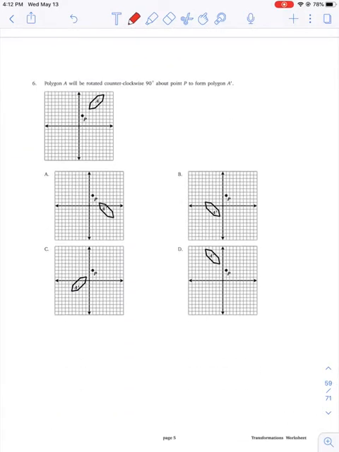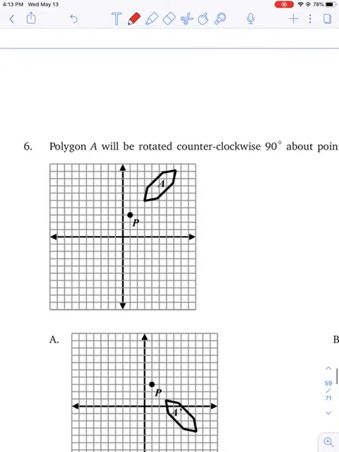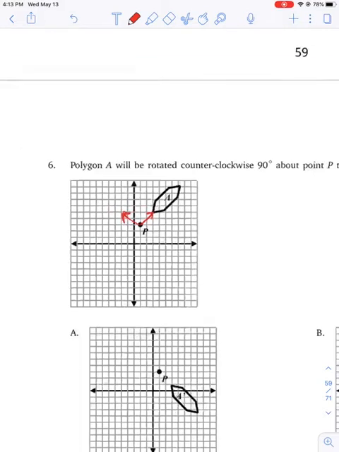So let's see. Clockwise 90 degrees. Oh, counterclockwise. I missed a word. Counterclockwise 90 degrees. About point P. So we haven't really done a lot of rotations that don't have the center as the origin, but we can still just kind of visualize it. Point P is pretty close to the origin. So let's see. Counterclockwise 90 degrees tells me that instead of coming off in this direction, we're going to jump 1 quadrant counterclockwise, and it'll kind of be in this direction instead.